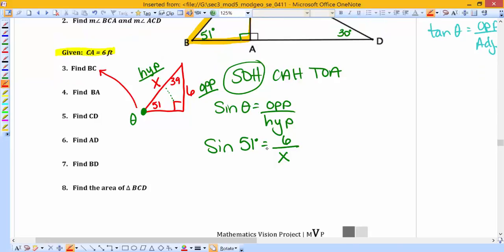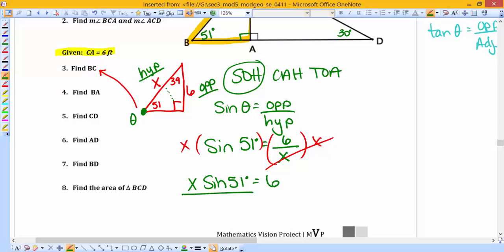First, I want to get rid of my fraction, so I'm going to multiply by x. So it cancels, and I'm left with x sine of 51 degrees equals 6. Now I'm going to divide by sine of 51 degrees because it's multiplication.